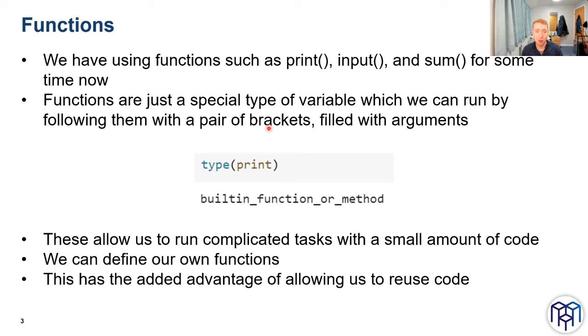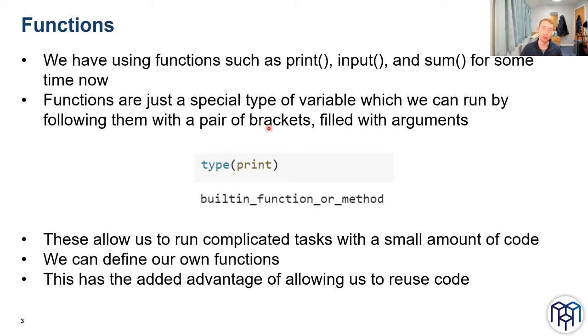And so the difference between a function and a normal number, say, is that we can follow a function by some brackets, and that's going to evaluate or run that function, basically do the thing that it says it does. And inside of that pair of brackets, we can put in arguments, and those are values we put in to say how we want the function to be ran, like options for the functions. And so the beauty of a function is that it allows us to run a more complicated task using a very small amount of code.